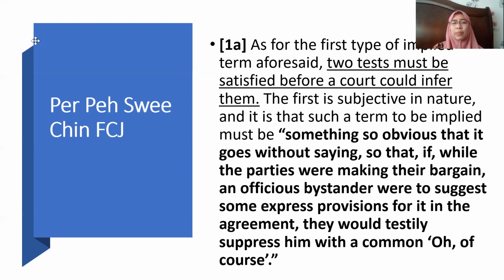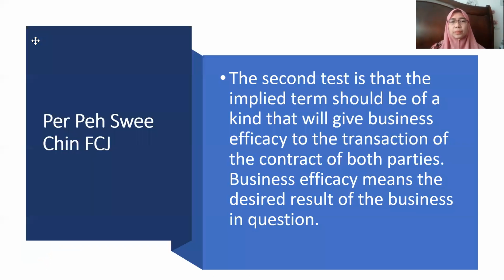So what does it mean here? Something so obvious that it goes without saying, so that if, while the parties were making their bargain, we were to ask an officious bystander, were to suggest some express provision for it in the agreement, they would tacitly suppress him with a comment, oh, of course. So it is the officious bystander test. It should be a term impliedly, even though it's not expressly stated.